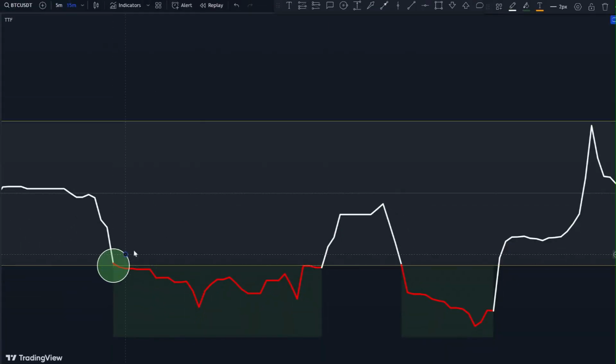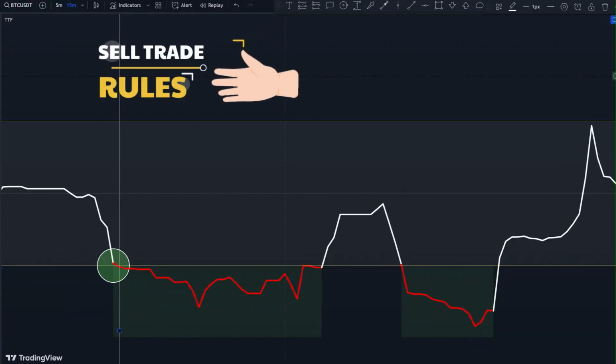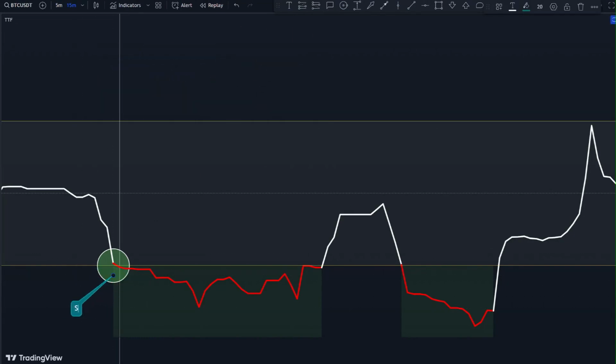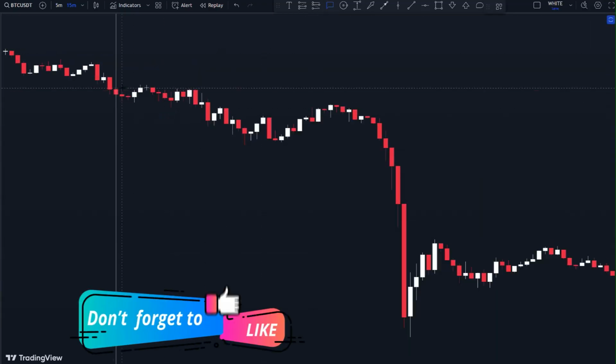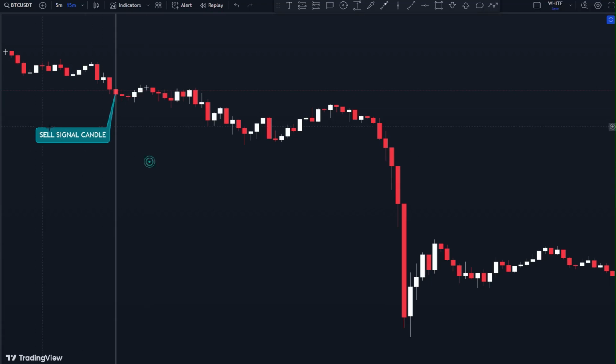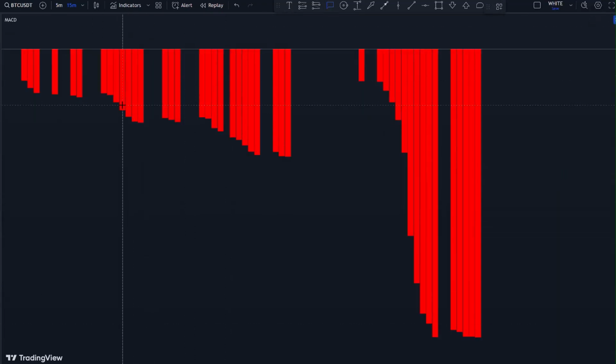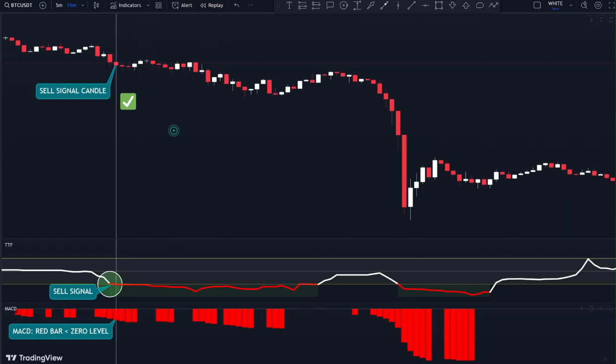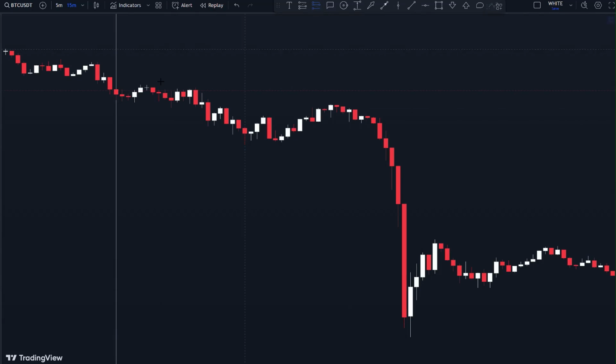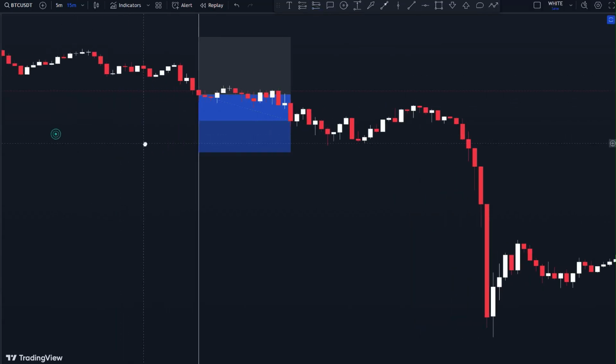And when you're looking for a potential sell signal, keep an eye out for the TTF line. If it crosses below the minus 100 level, that's your cue. Next, we'll need our trusty MACD to confirm the signal. For confirmation, check if the MACD histogram has dipped below the zero line and turned red. If both conditions are met, it's time to consider entering a short position.